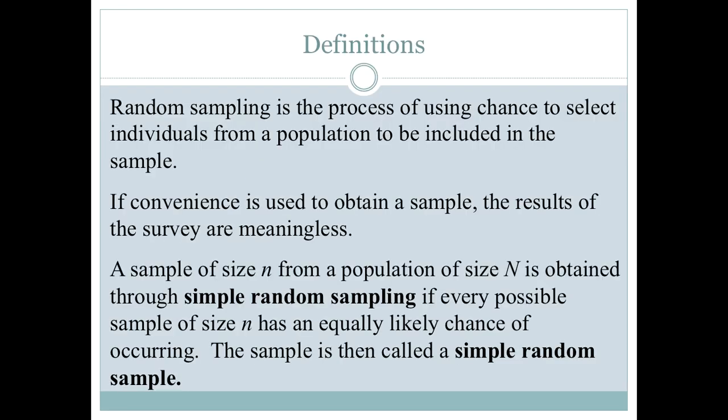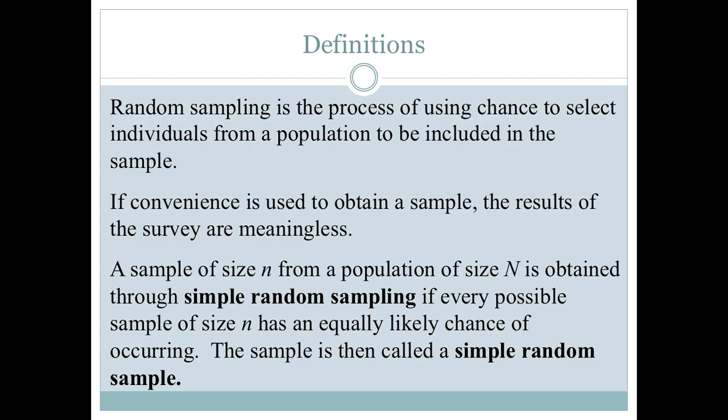All right, let's take a look at section 1.3, which talks about simple random sampling. Random sampling is the process of using chance to select individuals from a population to be included in a sample. We talked about the fact that we cannot possibly ask everyone a question when we're interested in something, so we have to take a sample. Now, if convenience is used to obtain a sample, meaning you're only doing what's convenient in order to obtain some sample, the results of the survey are going to be pretty meaningless because there are going to be so many issues from just selecting people where it's convenient.